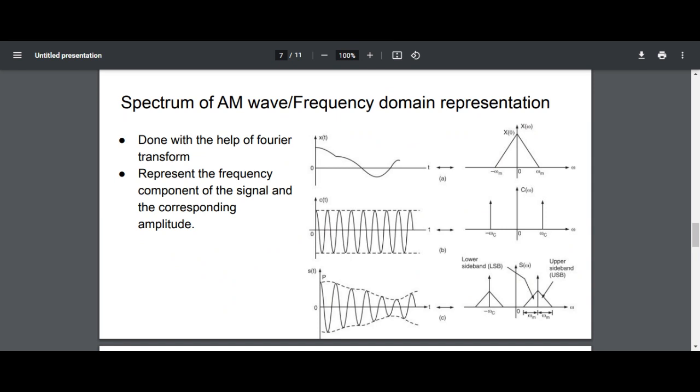In this figure, the left hand side represents the time domain and the right hand side represents the frequency domain. The topmost figure is of the message signal. It has frequency components from minus ωm to plus ωm with varying amplitude. The second figure is of the carrier signal. As the carrier signal has only one frequency, ωc, in the frequency domain it is represented by a spike at minus ωc and plus ωc. The bottommost figure is the modulated signal that we will transmit. The frequency domain of the modulated signal is the frequency components of the message signal placed at the carrier frequencies minus ωc and plus ωc.